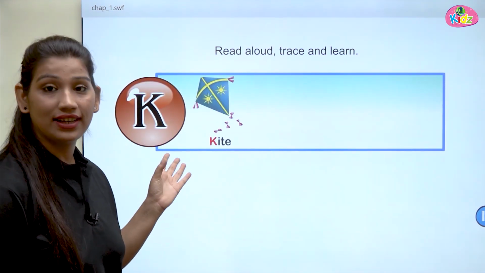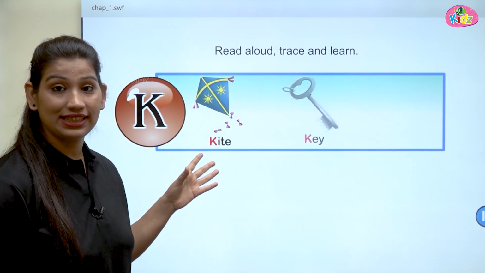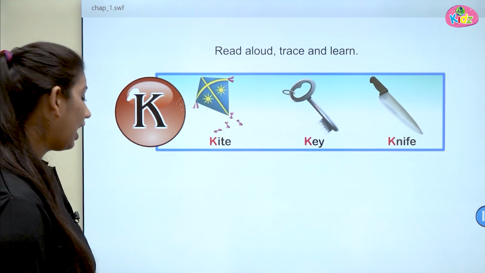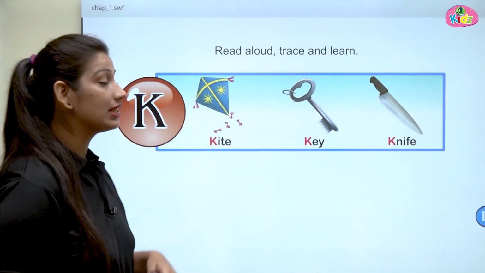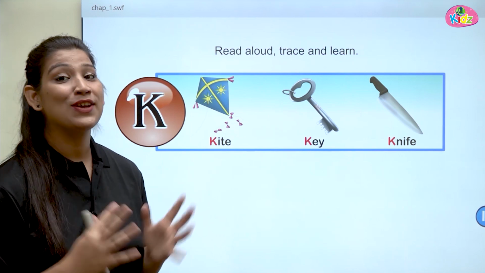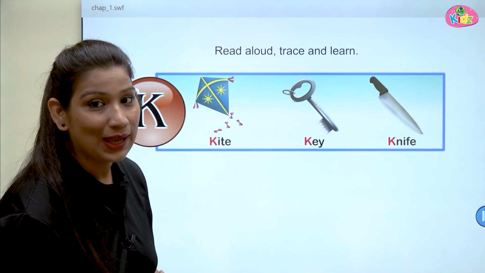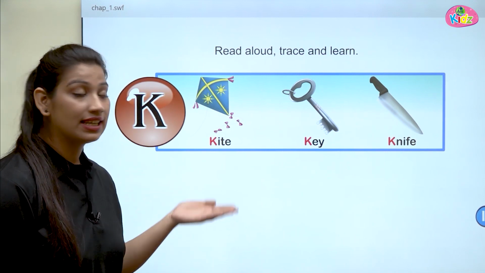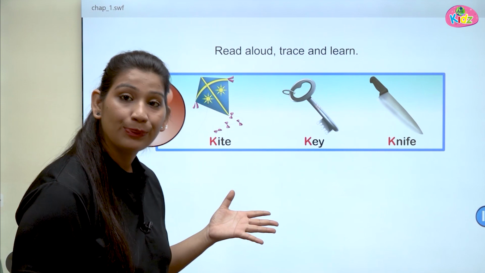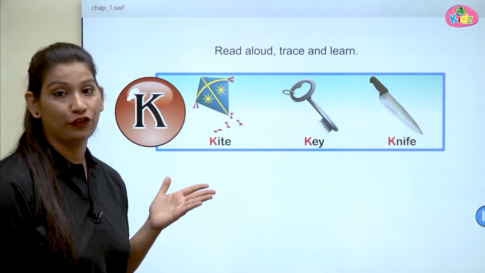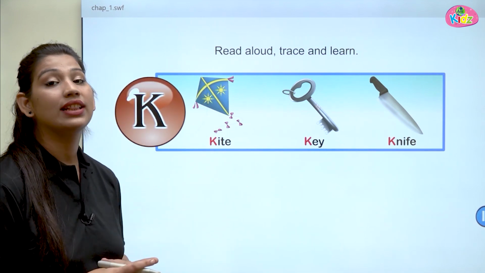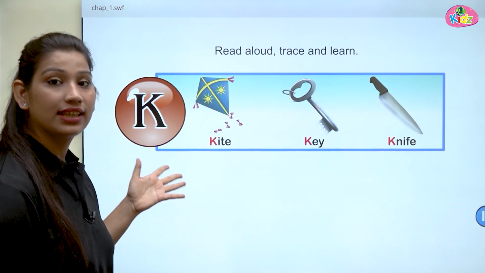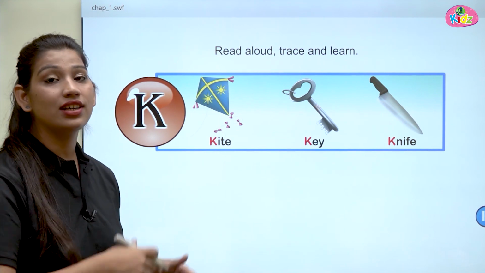K sounds K. K, K, kite. K, K, key. K, K, knife. As you can see, students, we have a colorful kite which starts with letter K. All these are with letter K. This is letter K which comes after letter J.